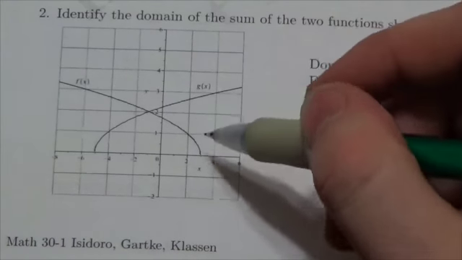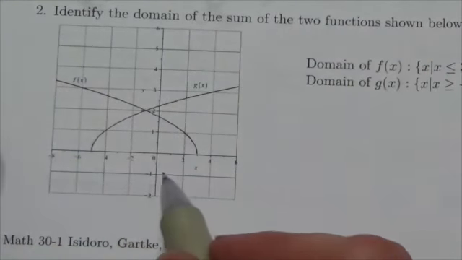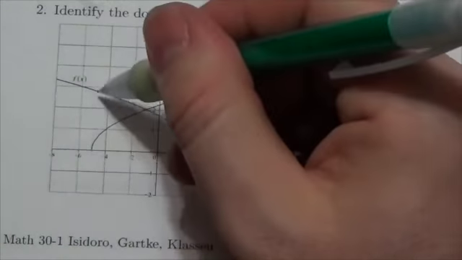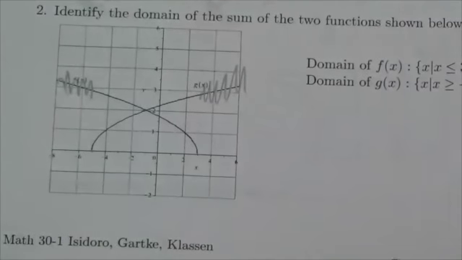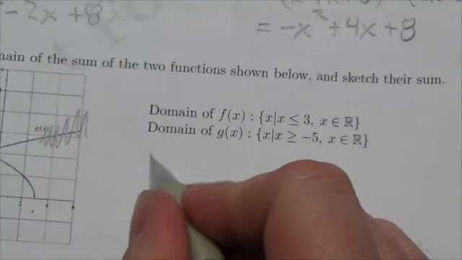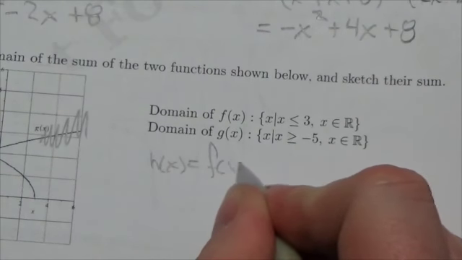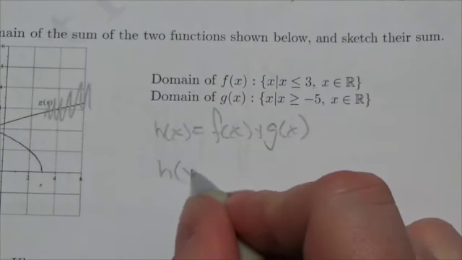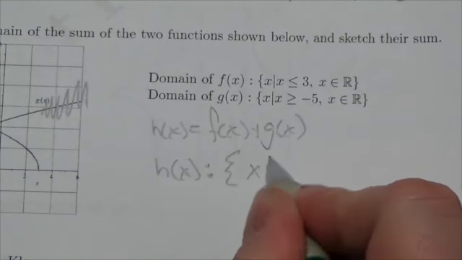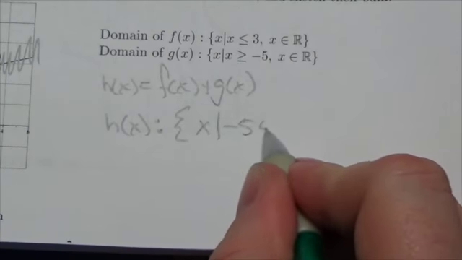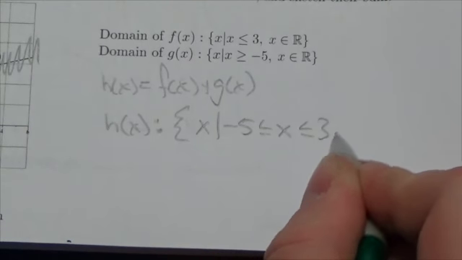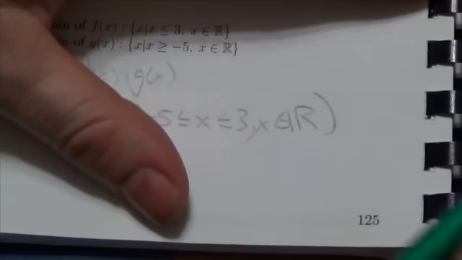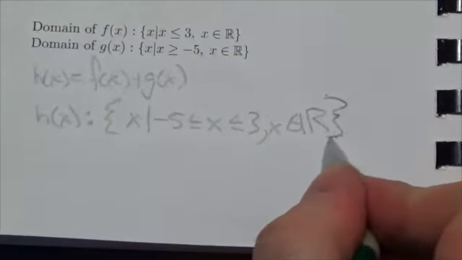Now, what we know is that if I'm going to add these two functions together, essentially anything greater than 3 or less than -5 isn't going to apply here. So if I'm going to call h of x, if I'm going to make that f of x plus g of x, then I know that the domain of h of x is going to end up being the set of x values such that x is between -5 and 3, where x is an element of the reals. Whoops, parentheses, sorry. That should be braces there.